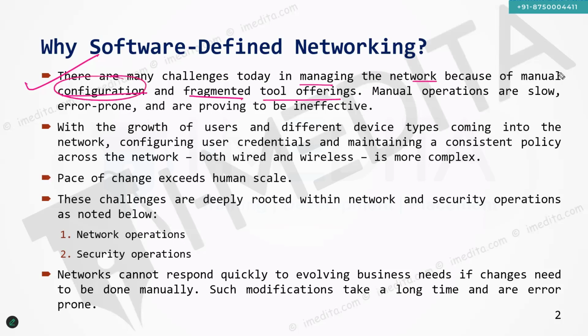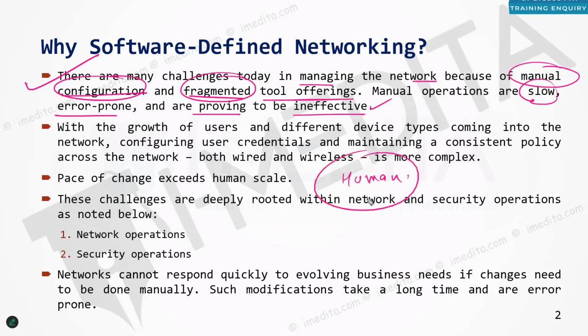We mostly do the configurations manually, but we use different tools to perform different tasks. Manual operations are slow, error prone, and they are proving to be ineffective in a modern day network. Earlier, humans were the only users of the network. But nowadays, along with the humans, machines are also the users of the network. Software is also a user of the network.